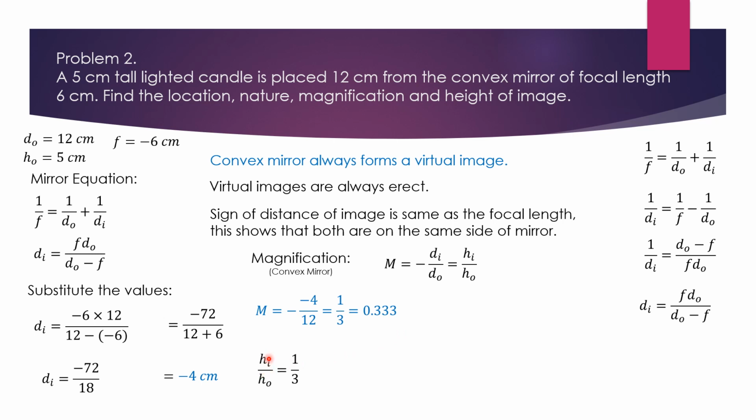Now the height of the image is to be found. So height of image over height of the object is equal to 1 over 3. Taking the height of the object on the other side, substituting the value of 5 here, this height of the candle 5 centimeter, and calculating it gives approximately 1.67 centimeter.